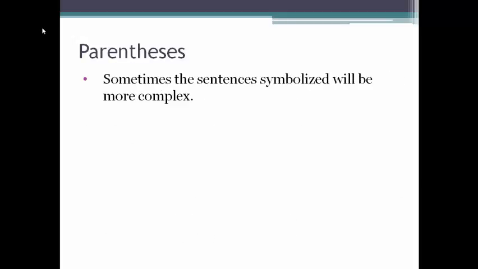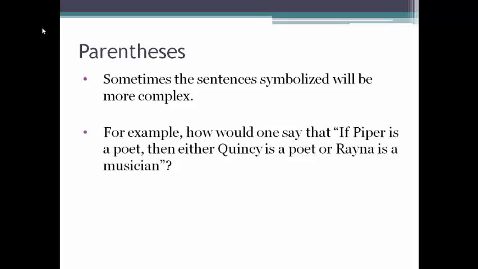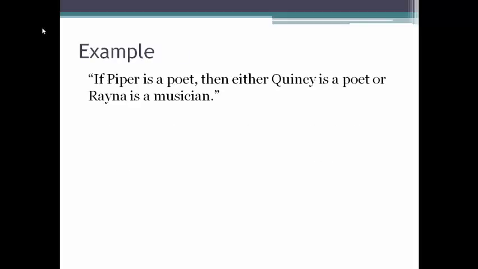Sometimes the sentences symbolized will be more complex. For example, how would one say that if Piper is a poet, then either Quincy is a poet or Raina is a musician? How would we put that into our symbolic language? Okay, so let's take a look at this sentence. If Piper is a poet, then either Quincy is a poet or Raina is a musician.